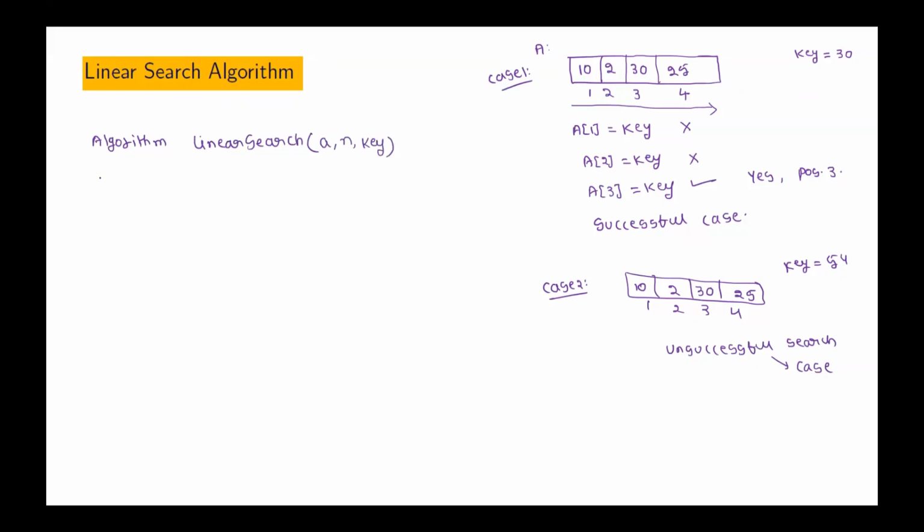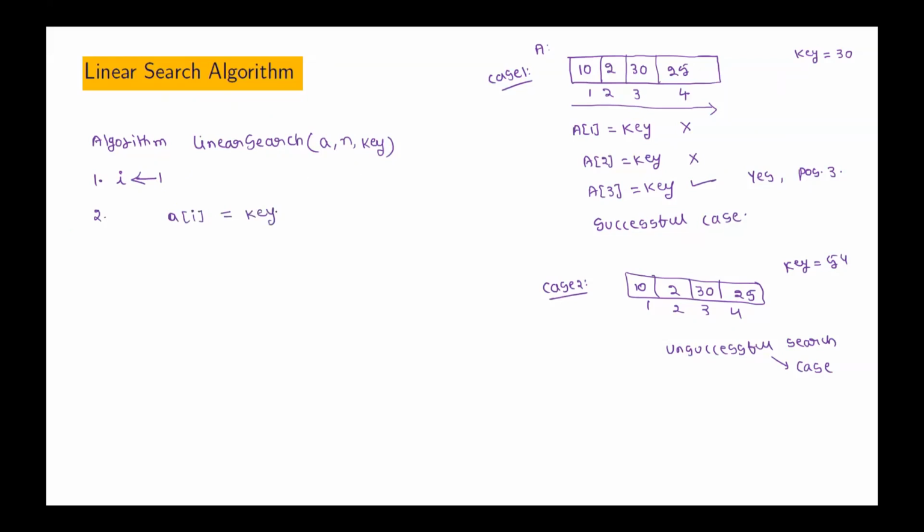What is the first thing that we do? We are comparing elements from 1 to n. So we take a variable for indexing purposes. This I is the index. What is the next thing that we do? We check whether A of I is the key or not. A of I is key or not.